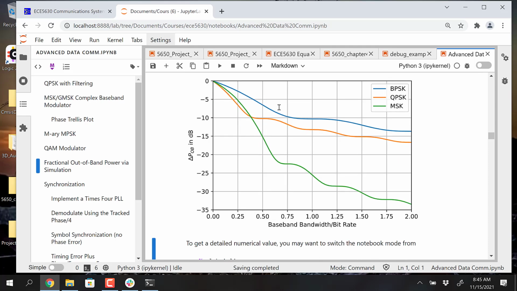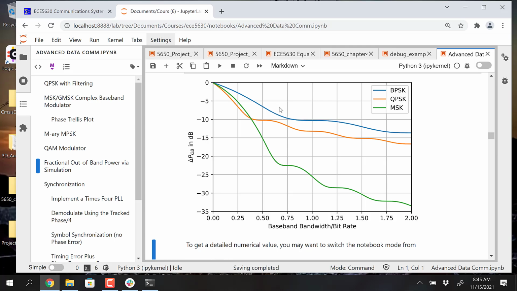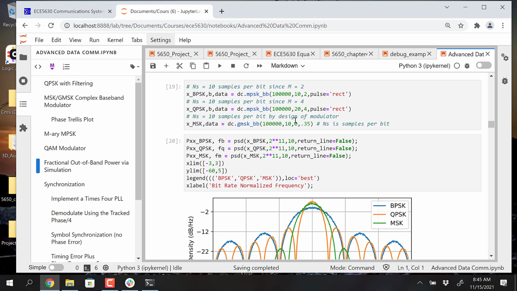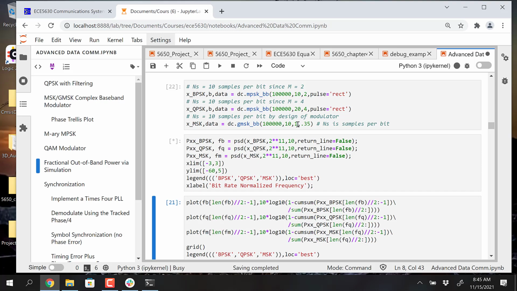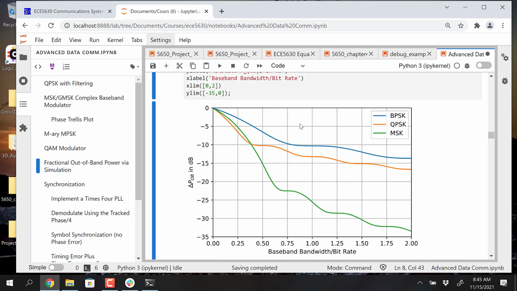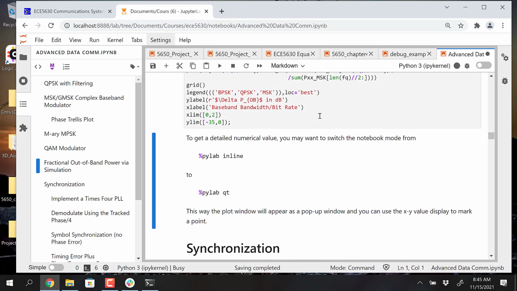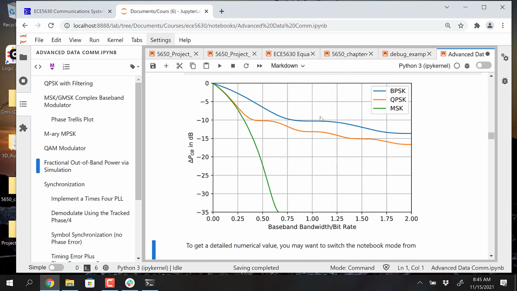So you might be curious if MSK rolls off faster, even though it has a wider main lobe. If I kick this into GMSK again, and the 0.35 is what GSM uses, this should roll off even faster still. There.